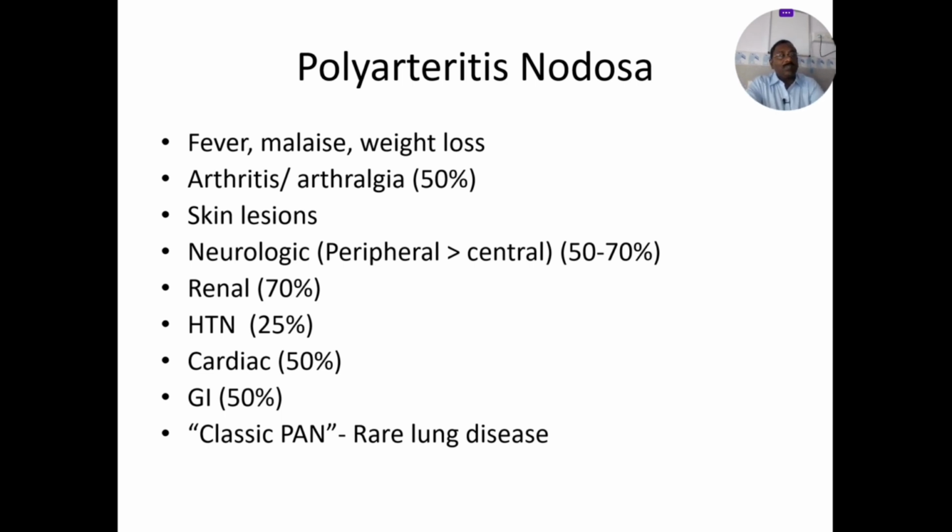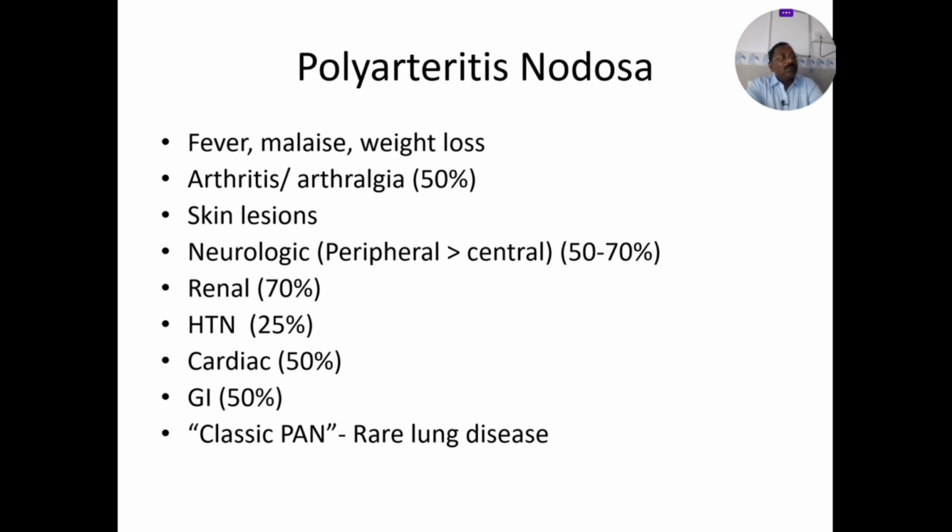Renal in about 70% of the cases. Hypertension, 25% of the cases. Cardiac in about 50% of the cases. Gastrointestinal system. And in classic PAN, rare lung disease. That is the take home point. In polyarteritis nodosa, respiratory involvement is very, very rare.